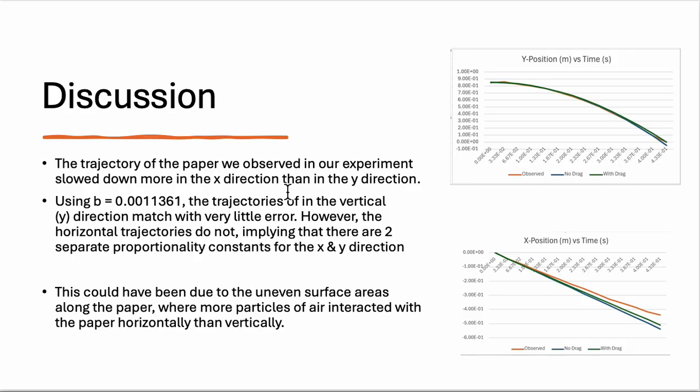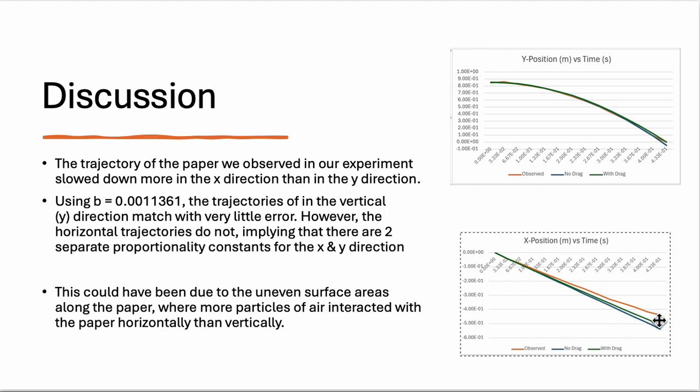To discuss, the trajectory of the paper we observed in our experiment slowed down more in the x direction than in the y direction. Using b equals 0.001131, the trajectories in the vertical direction match with very little error. However, as you can see here, the horizontal trajectories did not, implying that there are two separate proportionality constants for the x and y direction.